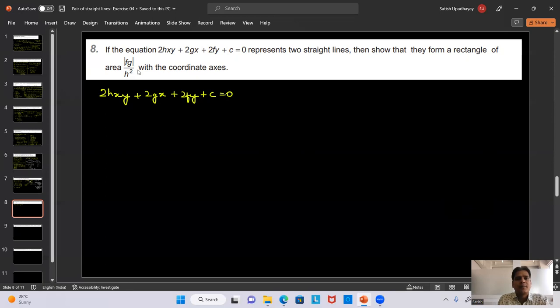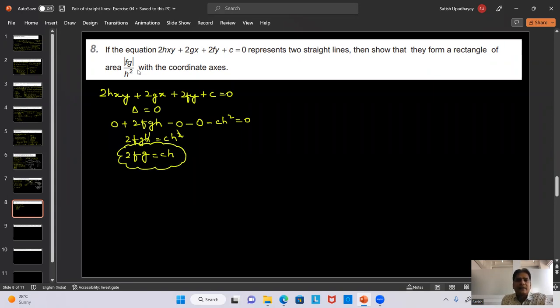For this equation to represent two straight lines, our delta must be equal to 0. Delta is abc + 2fgh - af² - bg² - ch². Here a is 0, and b is 0, so we get 2fgh minus ch² equal to 0. So 2fgh equals ch². One h and one h get cancelled out because h is not equal to 0 here. So we got one equation, that is 2fg equal to ch.